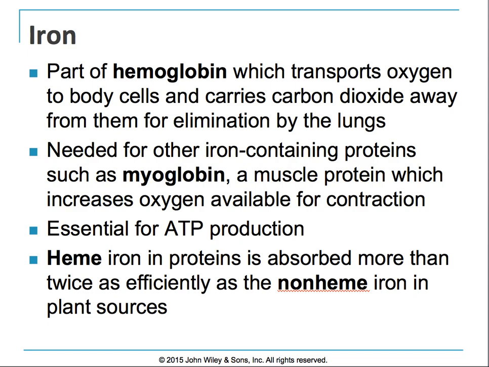Iron is part of hemoglobin, which transports oxygen to body cells and carries carbon dioxide away from them for elimination by the lungs. So hemoglobin is a huge part of your blood. It's super, super important. Without iron, that gas exchange that occurs in your blood wouldn't be possible. It's also needed for other iron-containing proteins such as myoglobin. Myoglobin is a muscle protein which increases oxygen available for muscle contraction. Iron is essential for ATP production, and heme iron in proteins is absorbed more than twice as efficiently as the non-heme iron in plant sources.